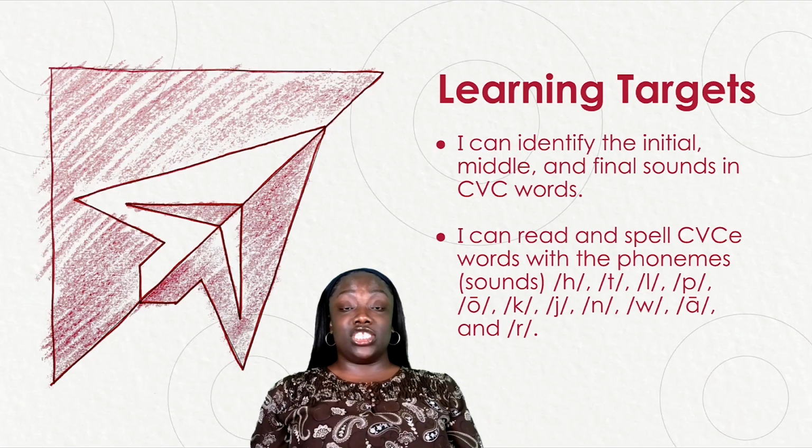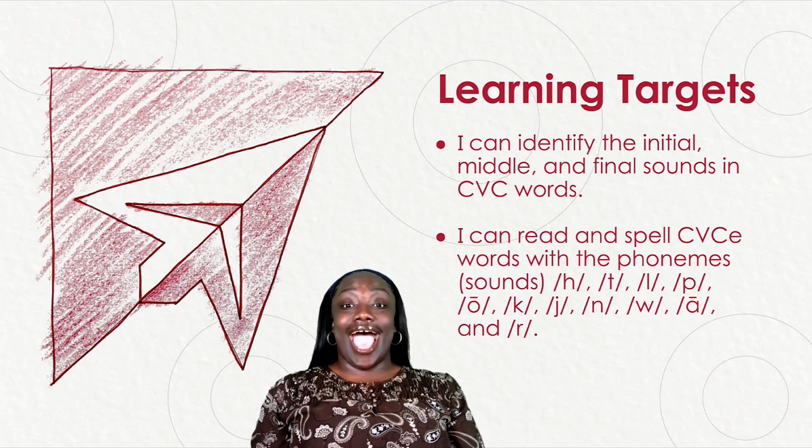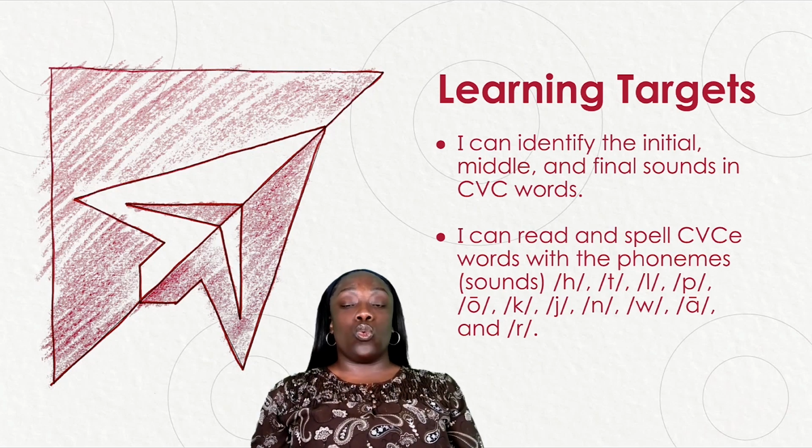We have two learning targets for today's lesson. The first learning target says, I can identify the initial, middle, and final sounds in CVC words. The second learning target says, I can read and spell CVCE words with the phonemes t, l, p, o, k, j, n, w, a, and r.